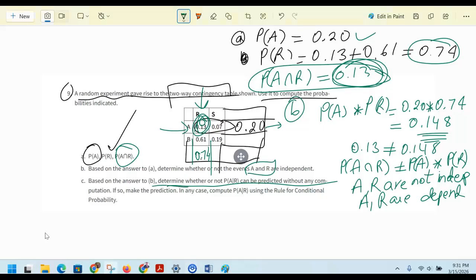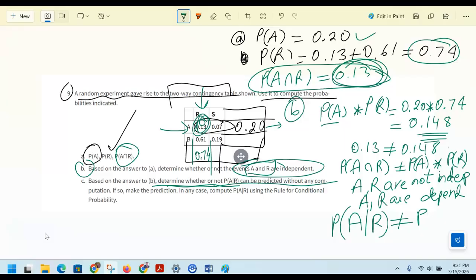Now here the question says, based on the answer that we got, now that we know that A and R are not independent, what that means is probability of A when R has occurred cannot be the same as probability of A. So that means A is getting affected by R. The chances for A occurring depend on R. So we cannot predict this directly just by looking at it.